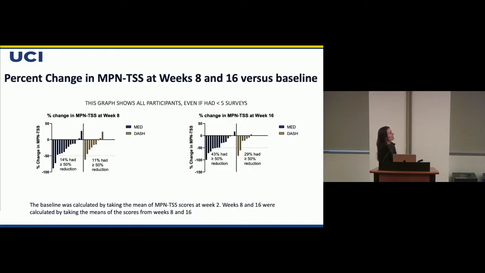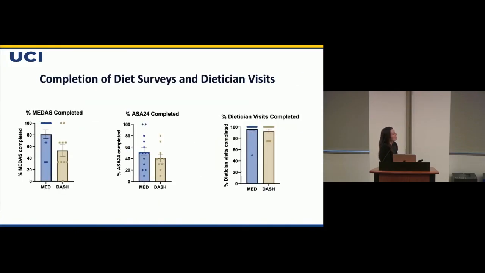And then here, on this graph, is another waterfall plot looking at symptoms, and both groups did have a percentage of patients that had a reduction in their symptom burden. And then here are the other diet surveys.